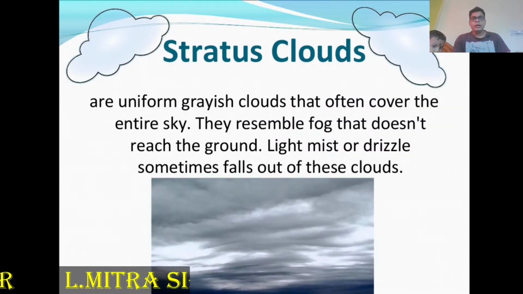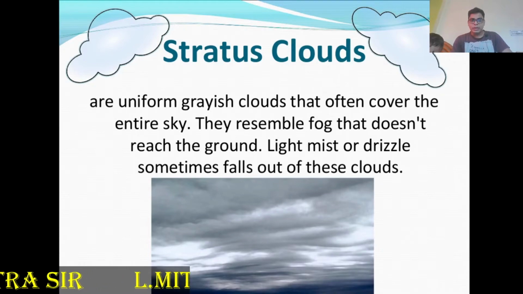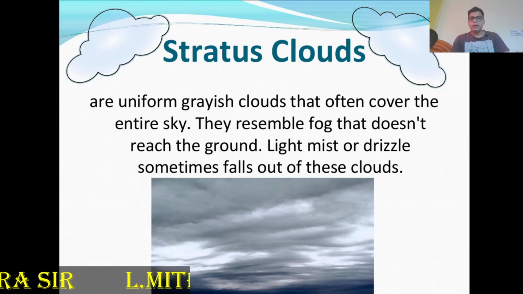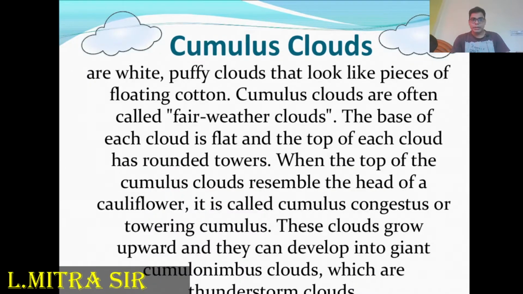Next come to the stratus clouds. These are uniform grayish clouds which often cover the entire sky, and they resemble fog that does not reach the ground. Light mist or drizzle sometimes falls from these clouds. So these are the stratus clouds.